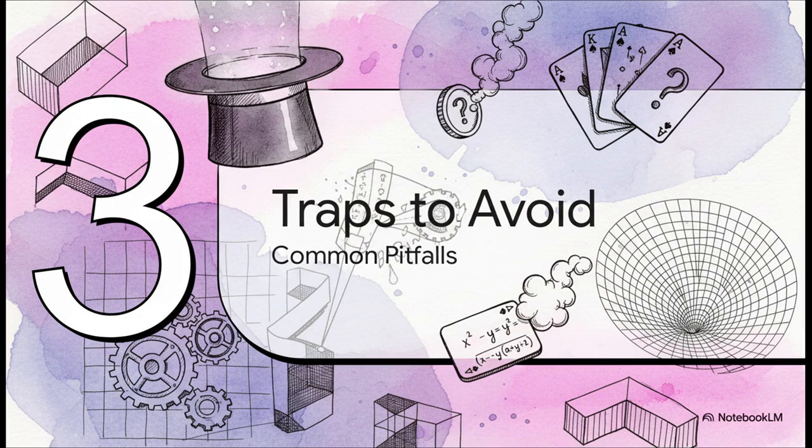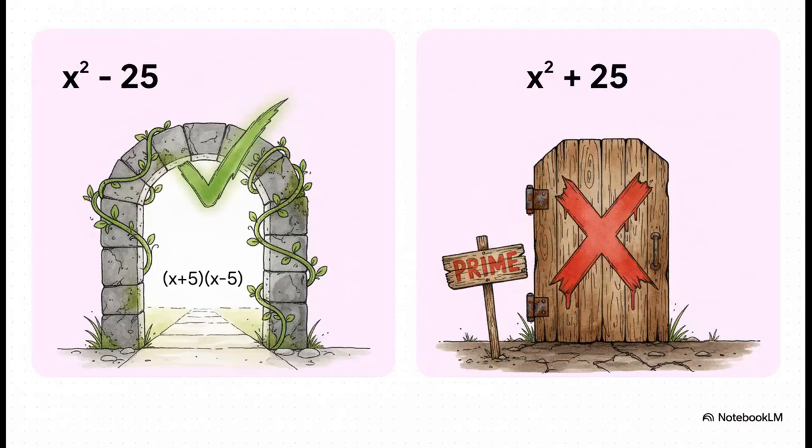Every good magic trick has its illusions, things that are designed to fool you if you're not paying attention. Let's go over a couple of the most common traps you need to avoid. This is, without a doubt, the number one mistake people make. See that plus sign in x squared plus 25? That makes it a sum of squares, not a difference. Remember the checklist? You absolutely need a minus sign. A sum of two squares is what we call prime, which means it can't be factored using real numbers. So whatever you do, don't fall for that one.